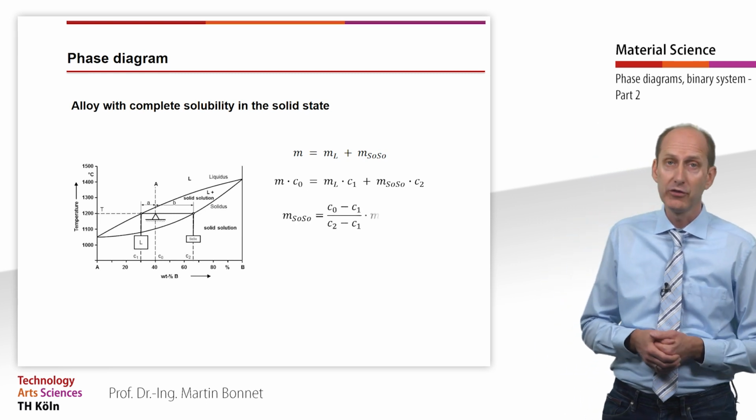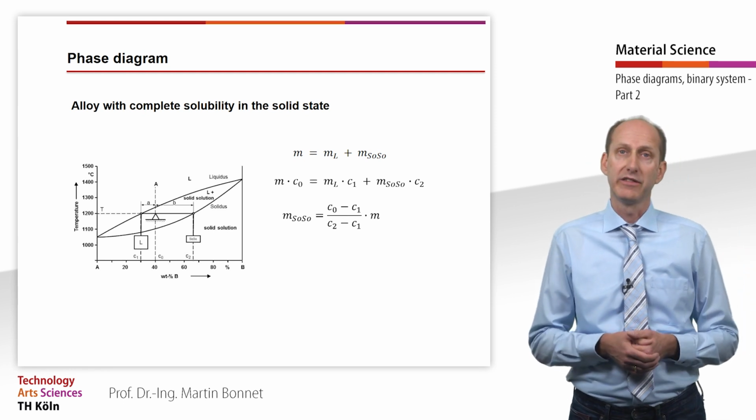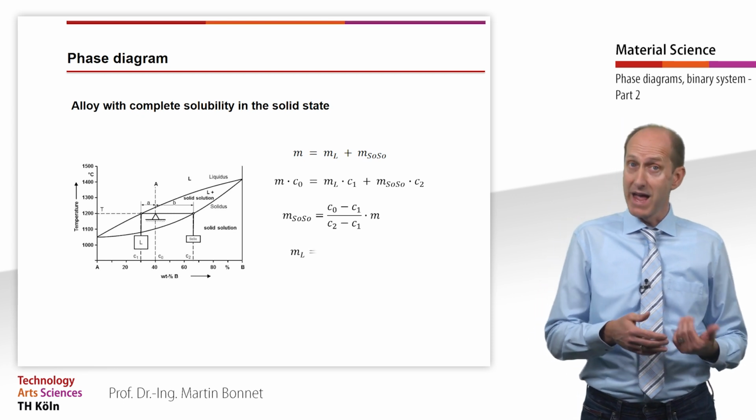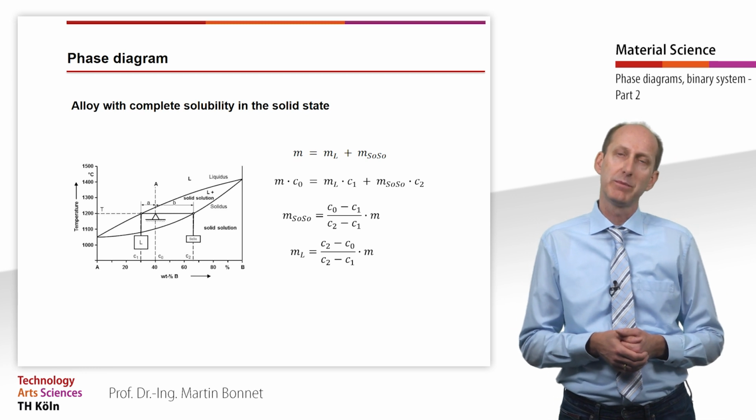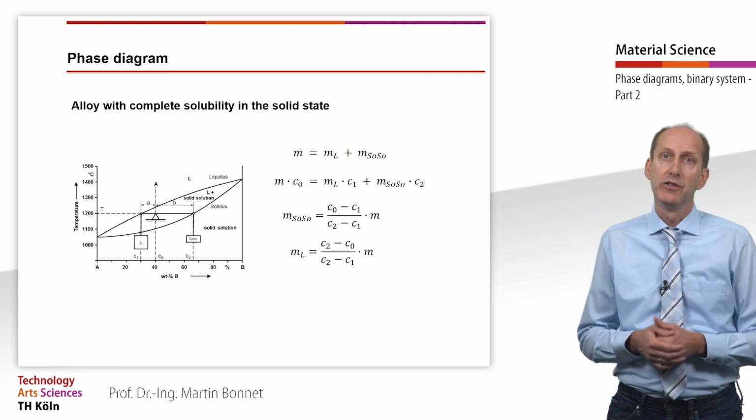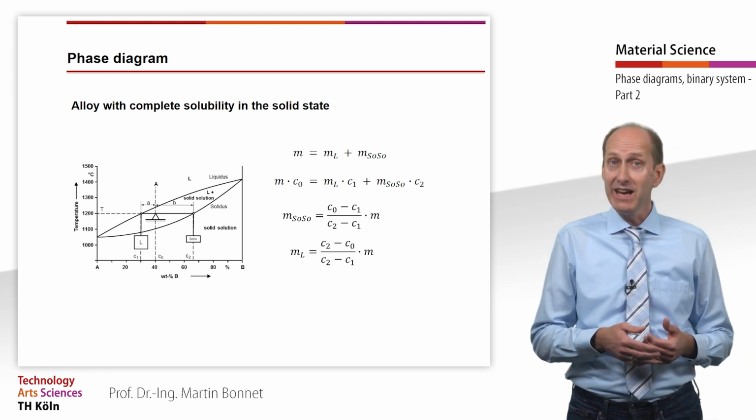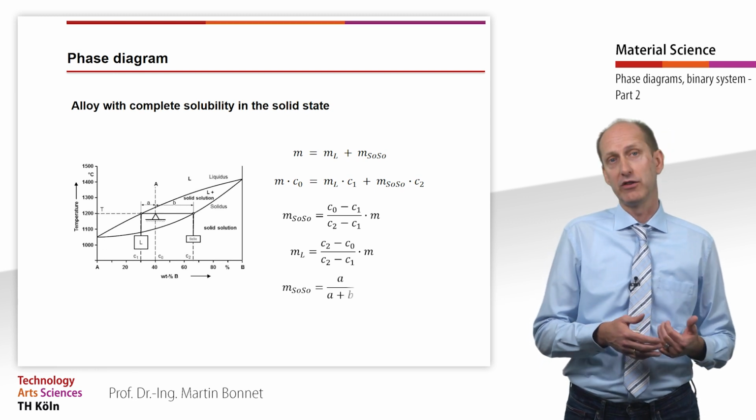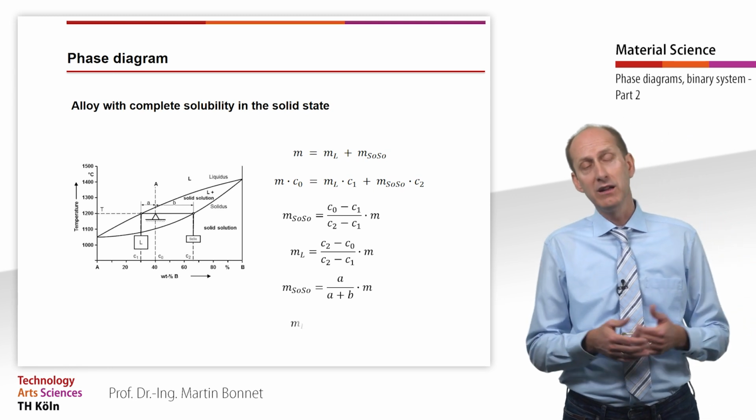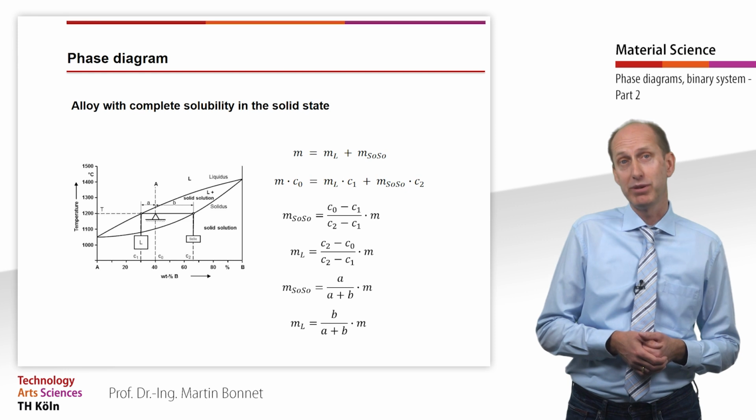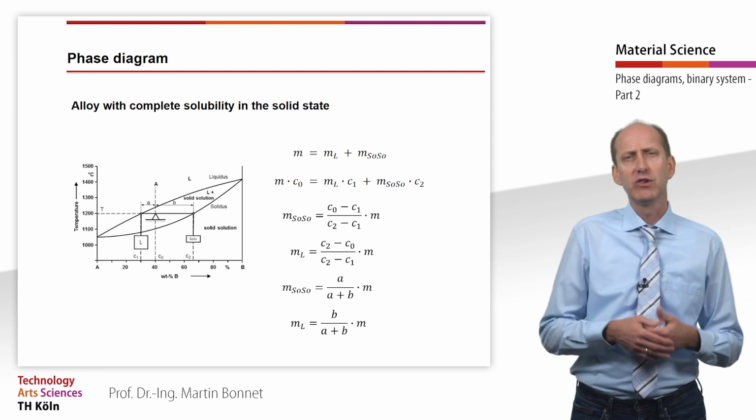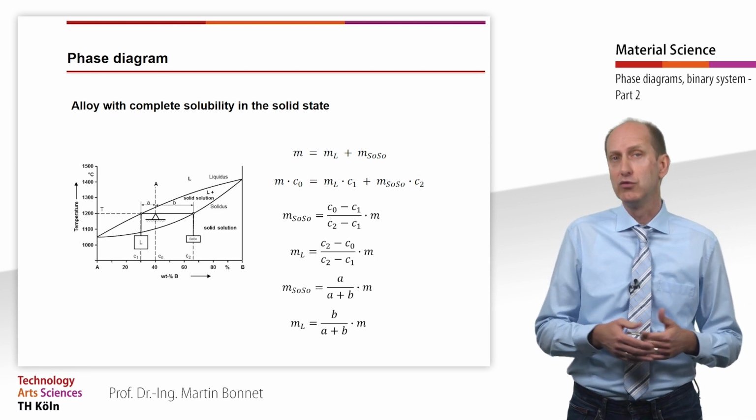This means that M solid solution equals C0 minus C1 divided by C2 minus C1 times M. And ML equals C2 minus C0 divided by C2 minus C1 times M. If we now label the two lever arms with A and B, we find M solid solution equals A divided by A plus B times M, and ML equals B divided by A plus B times M. Analogous to mechanics, this relationship is referred to as the lever rule.